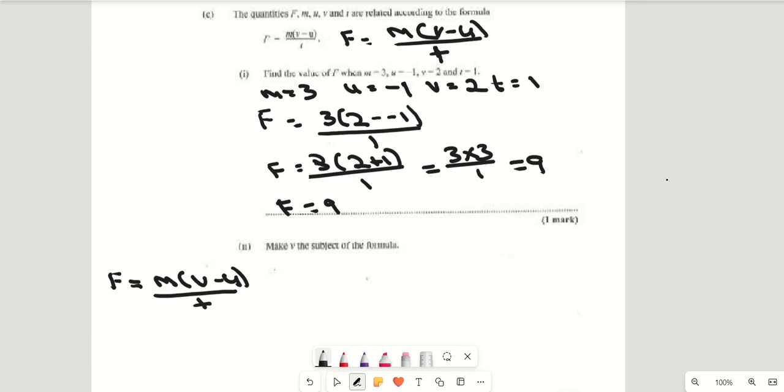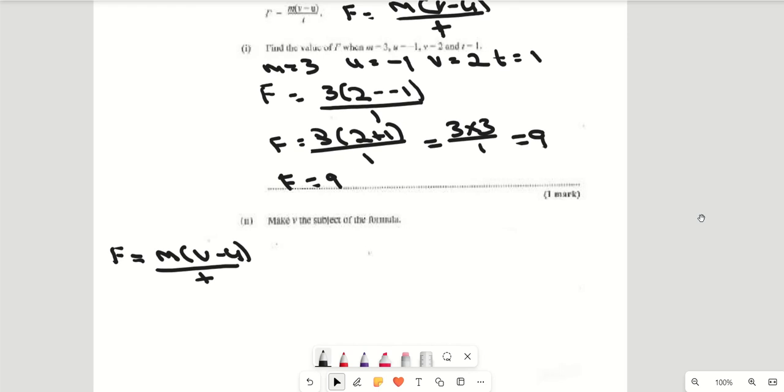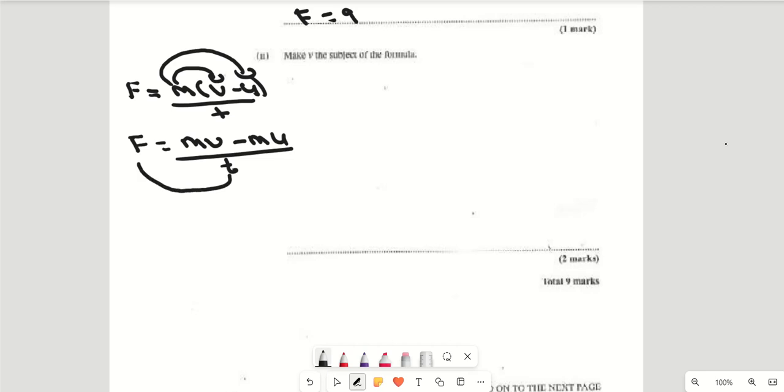Right? Now if we know this, first off, they said make V the subject. We saw that V is in your bracket, so we want to open those brackets. So F is equal to, according to the distributive law, we're multiplying M by V and then M by minus U. So M by V is MV and M by minus U is minus MU, all over T. We want to make V the subject, so we carry across now. Yeah, we carry across divide by T.